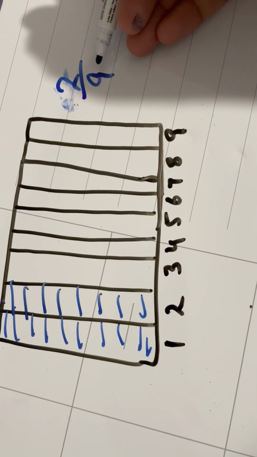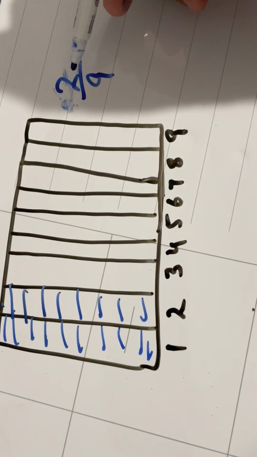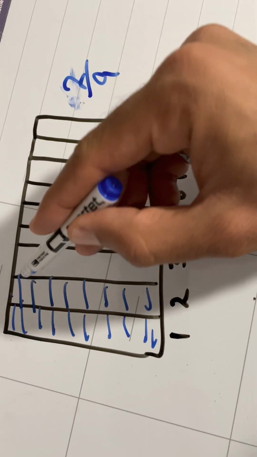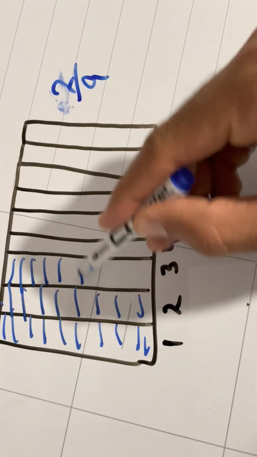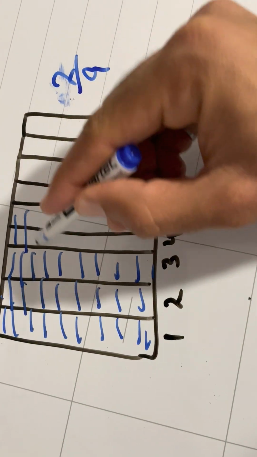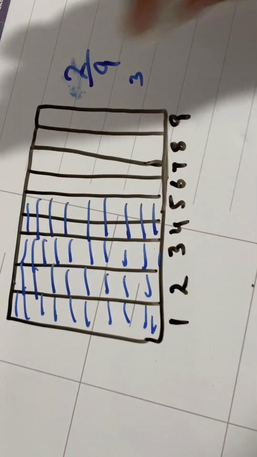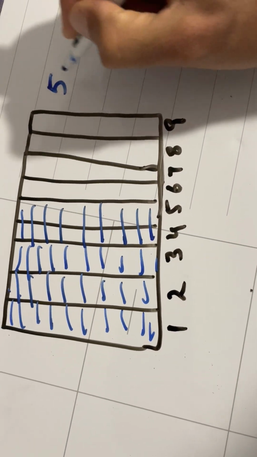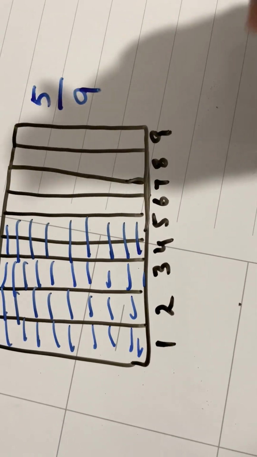That's what we are having as the denominator. 2 parts are shaded, that is what we are writing, so 2 out of 9. And if we include the third one, it will become 3 by 9, and so on. And let's say we shade up to 5. So we can write that 5 out of 9 parts are shaded.